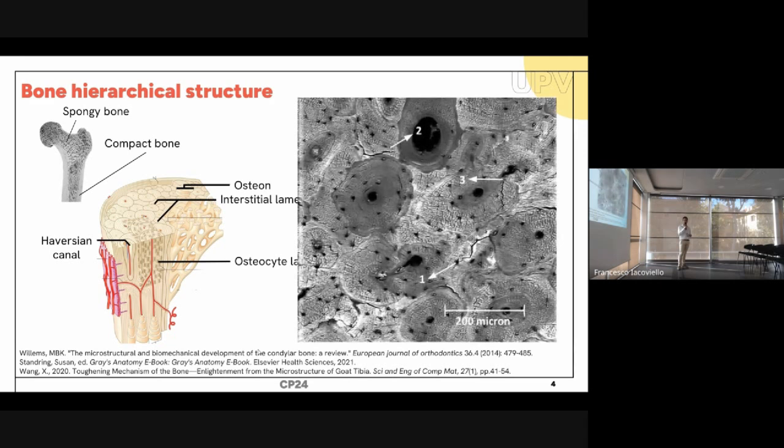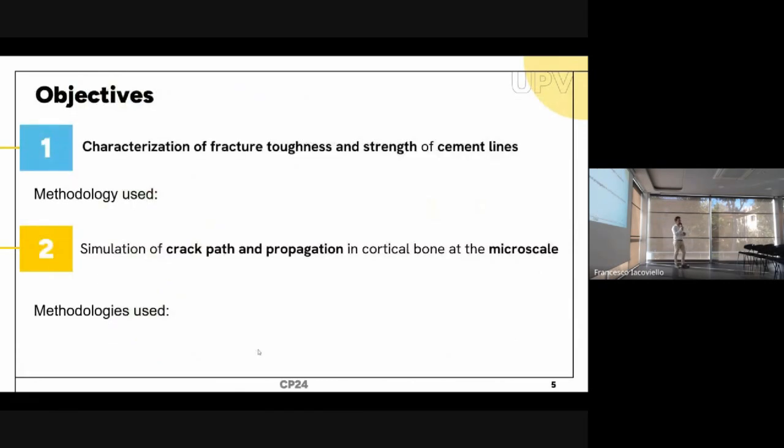And taking a look at the cross-section of cortical bone, we can also distinguish another component, and that's the cement lines. The cement lines act as a weak interface through which cracks can propagate in order to avoid damaging the osteon and the blood vessel or nerves inside the Haversian canal. Those cement lines also act as a toughening mechanism for cortical bone. And now that we know the microstructure and the problems with the simulation and research, we'll set two different objectives for this presentation.